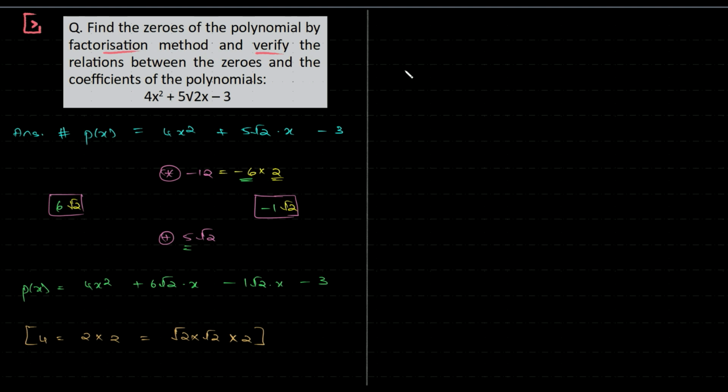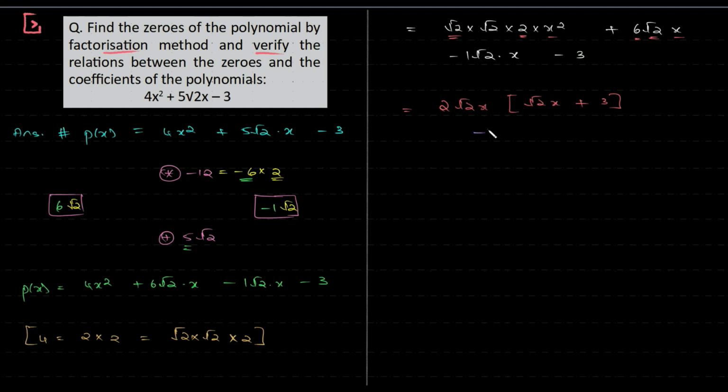You'll see that now. So we have root 2 into root 2 into 2 into x square plus 6 root 2 x minus 1 root 2 x minus 3. Now, what is common between these two? We have root 2, that's common. From x square and x, we have something common. 2 and 6, we have something common. So we have 2 root 2 x, and we are left out with root 2 x over here and plus 3, right? And now look at the other term. Minus 1 is common, and we are left out with root 2 x plus 3, is it not?